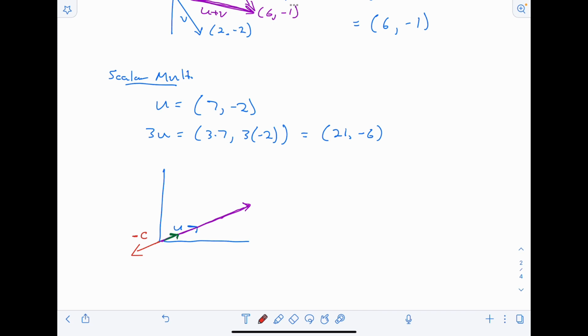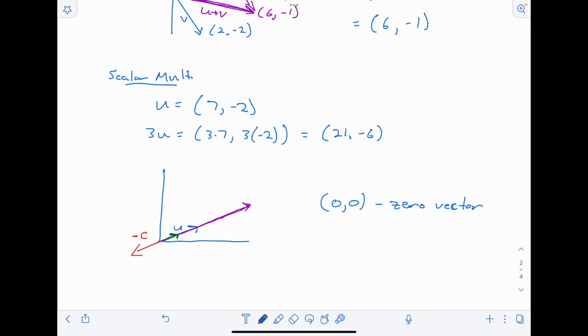By the way, I meant to mention this earlier, but if I have a vector like 0, 0, we're just going to stay in the 2 space right now. If I have a vector 0, 0, that is what we call the 0 vector. So anytime you have a vector where all of the values are 0, it's the 0 vector.